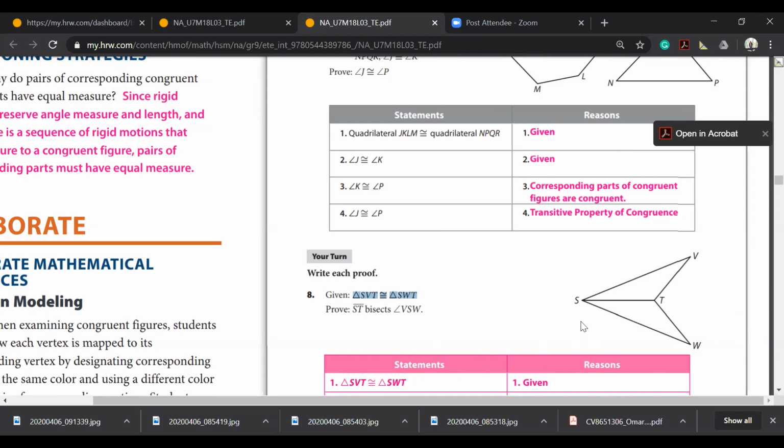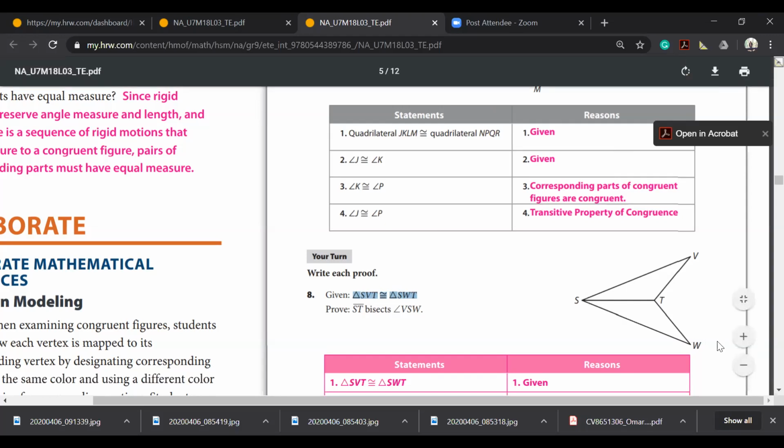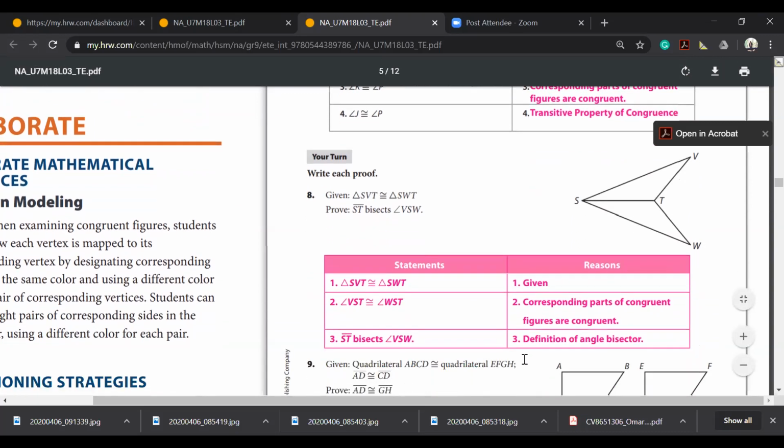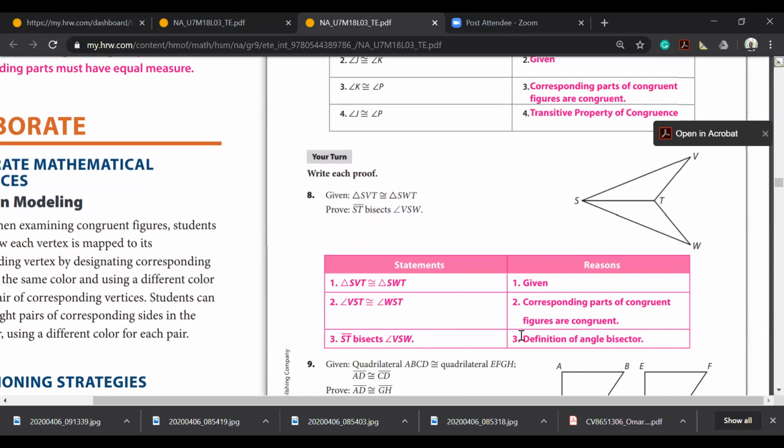And then I'm going to tell him the thing we discovered. Since these are congruent, I can say that the upper angle, which is called VST, is congruent to angle TSW. And that's why: because corresponding parts of congruent figures are congruent, right? And then the last thing, since I discovered that these two angles are equal, I can say that ST bisects angle VSW, and this is why, because this is the definition of angle bisector.